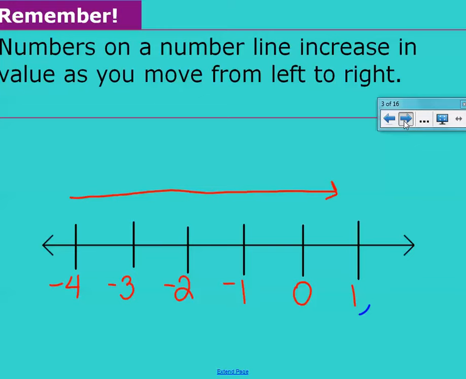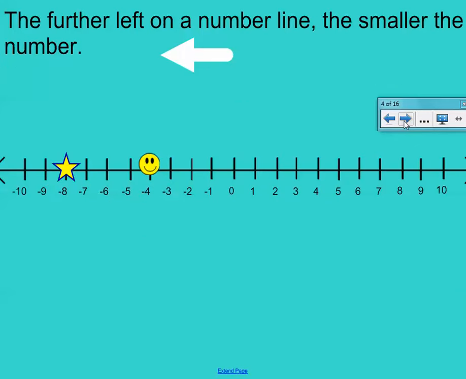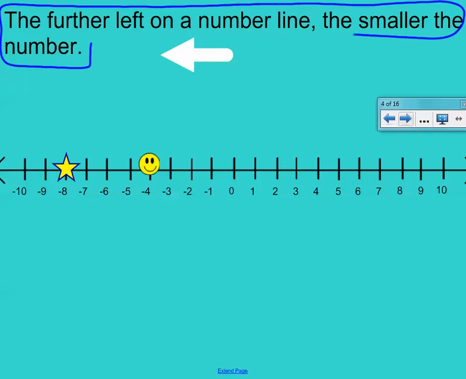What I need you to write down in your notes, at the top of it right now, is this one sentence that I have written here: the farther left on a number line, the smaller the number. So add that to the top of your notes packet. There's a little room up at the top. The farther left on a number line, the smaller the number.